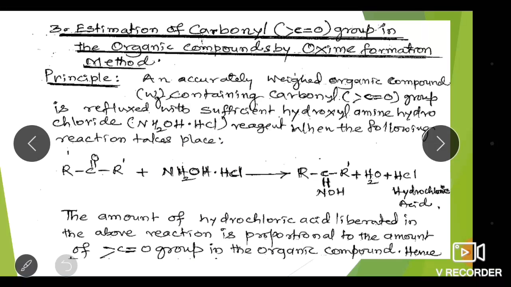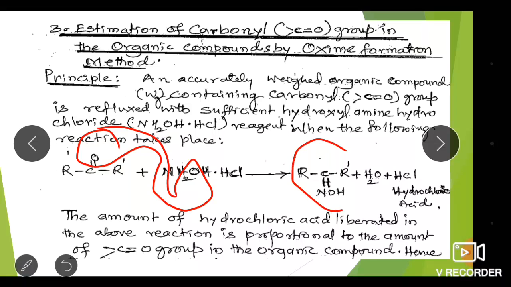So what happens? This NH2 gets condensed with this oxygen to get water plus HCl. So we get the RC=N-OH R dash. So this is the oxime.